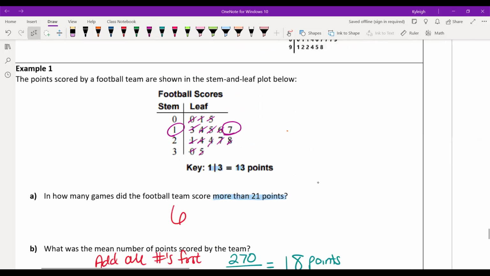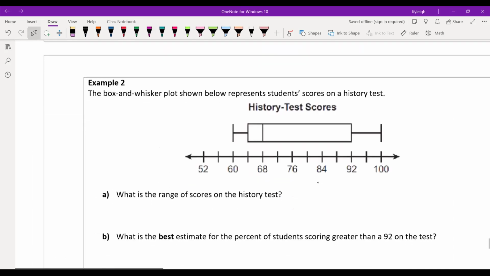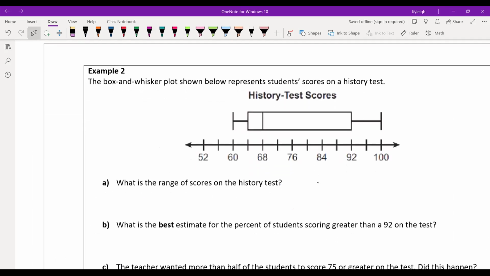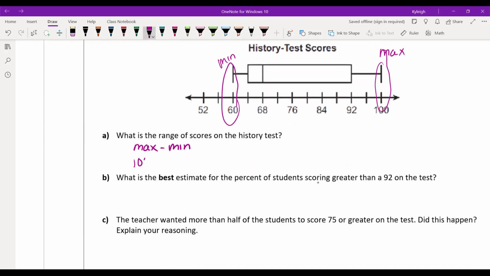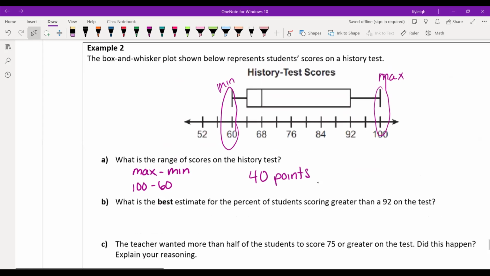So now let's go to the back. The back is the box and whisker plot. So range, that means our max minus our min. Our maximum number is going to be this one. This is our max. This is our min because it's the lowest number. So we're going to do 100 minus 60. So the range of the scores is 40 points. Okay.